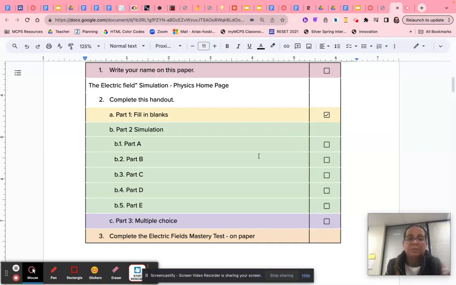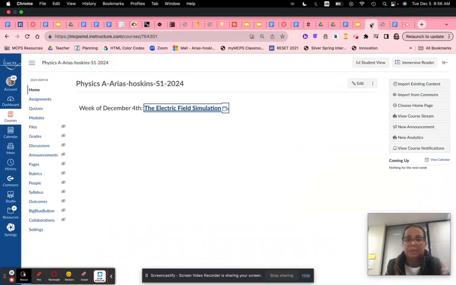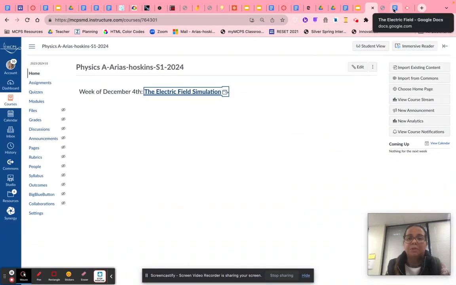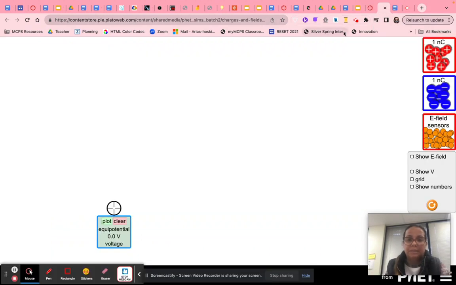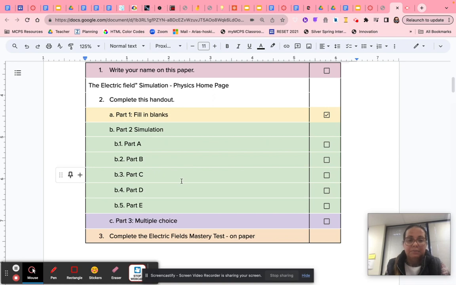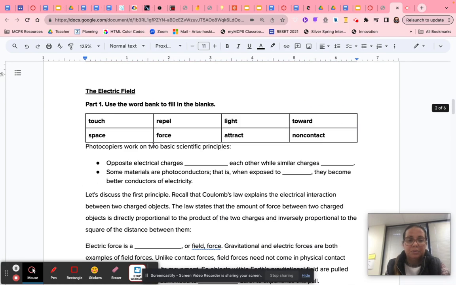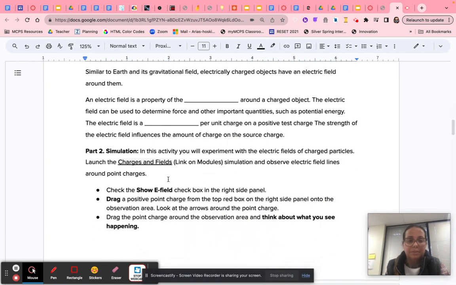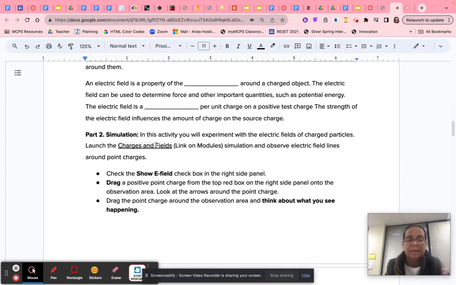For part 2, it's going to be the simulation. The simulation, again, is going to be in My MCPS Classroom, okay? I have it open already. This is the simulation right here. In this part, it says part 2. I'm going to go straight to the paper, second part, second page. In this activity, you will experiment with the electric fields of charged particles. You're going to open the simulation and observe electric field lines around point charges.